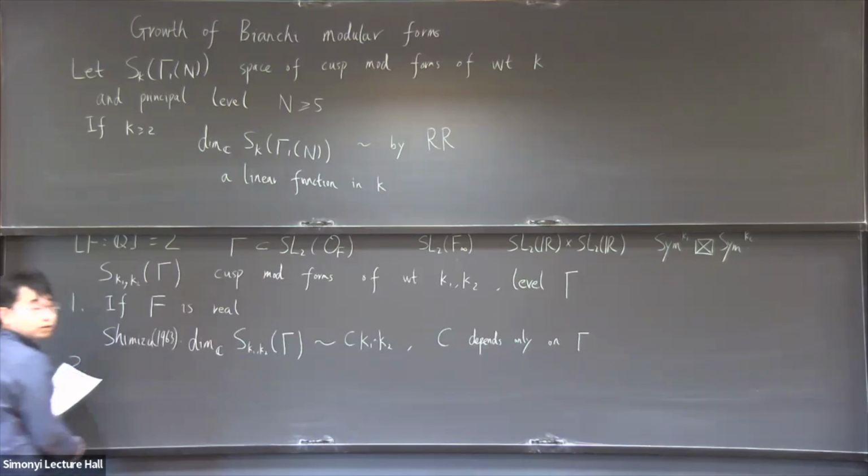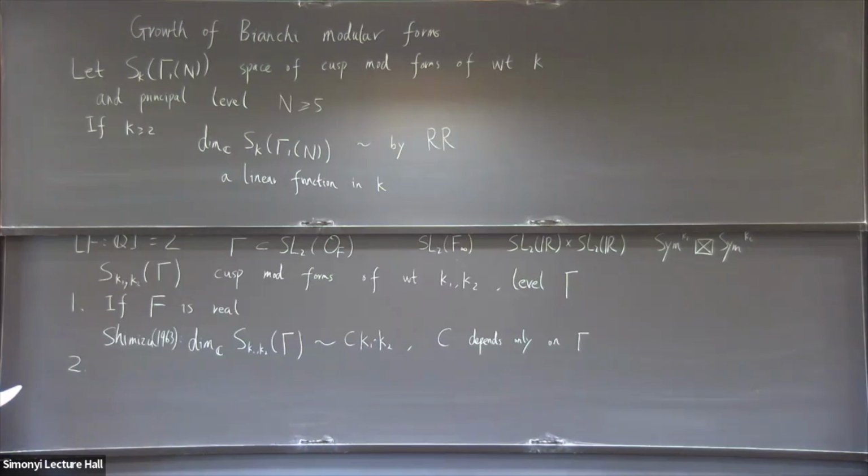Is this C explicitly computable? Yes. You can write the trace formula. For discrete series, you get an exact answer because all conjugacy classes except elliptic conjugacy classes don't contribute. You can also get it from an index theorem. Shimizu's method is analytic, using the trace formula. Okay, great.